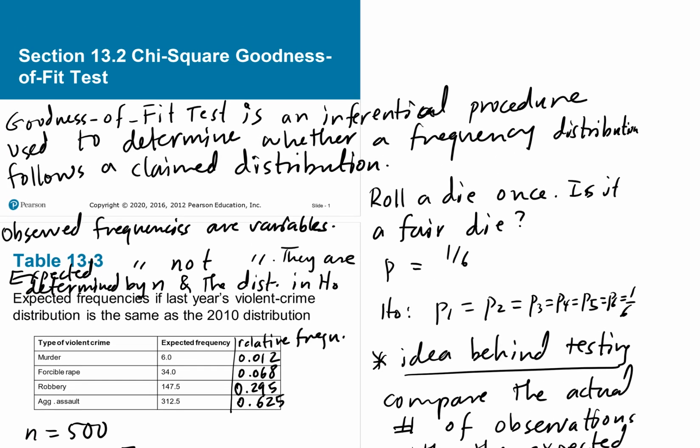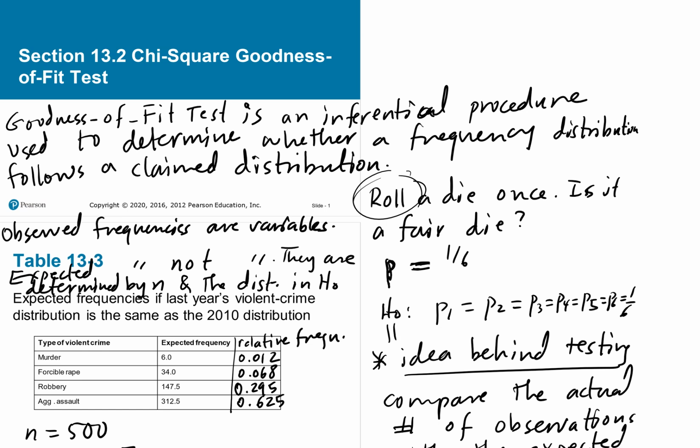But to do that, let's think about you roll a die once. Is it a fair die? Because some dice are not, maybe heavy on one end more than the other. In order for it to be fair, the probability that you will get each face is 1 out of 6, because there are 6 faces. So to set up the null hypothesis, you would say H0: the probability P1 for face 1 equals the probability for face 2, face 3, face 4, face 5, face 6, each 1/6.